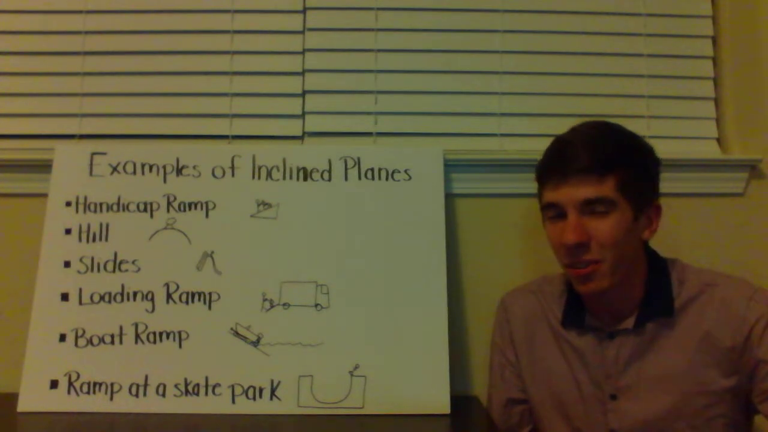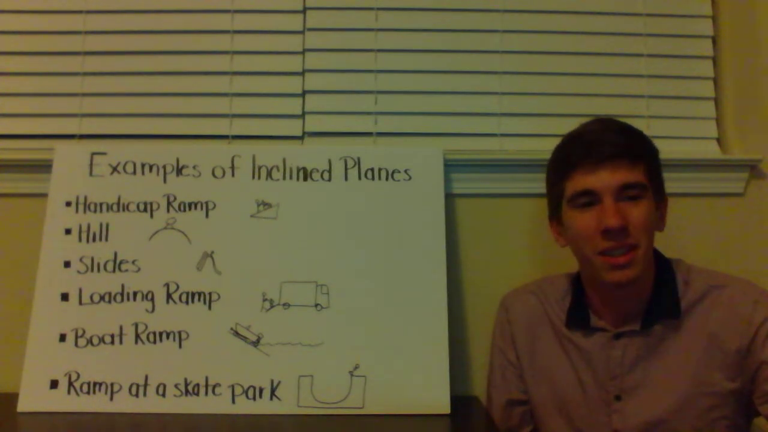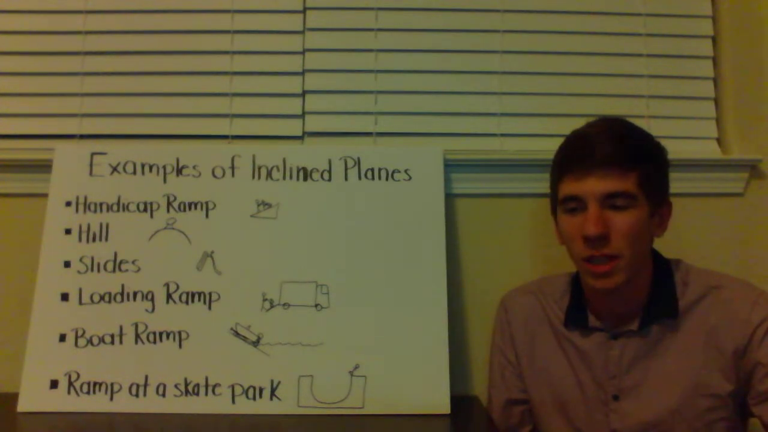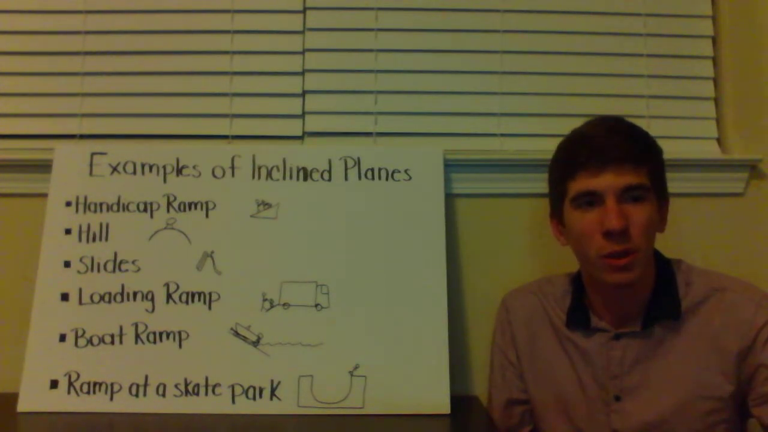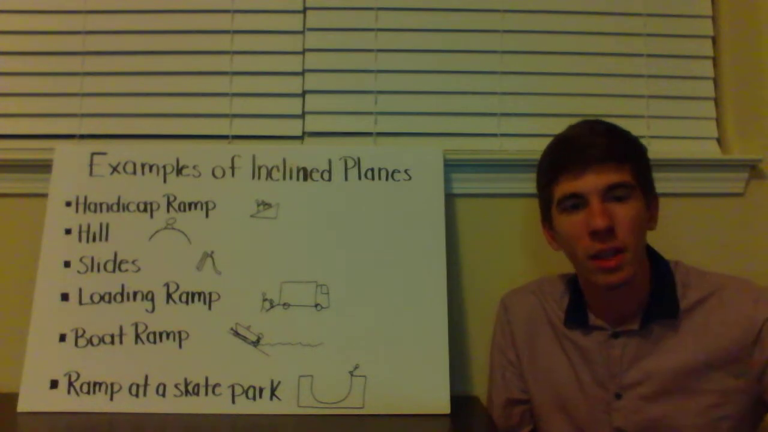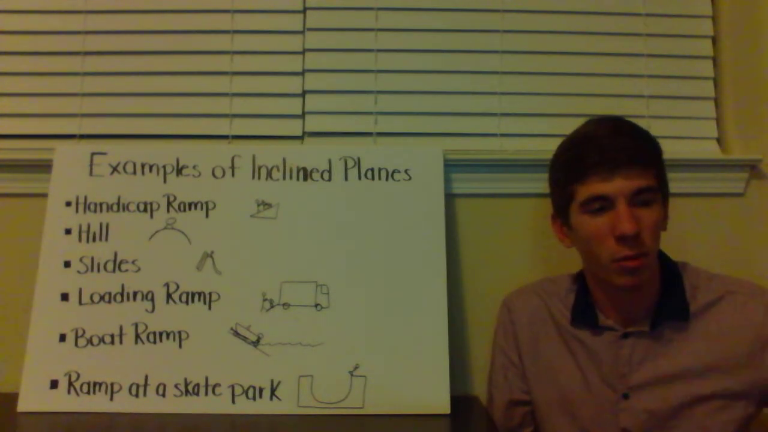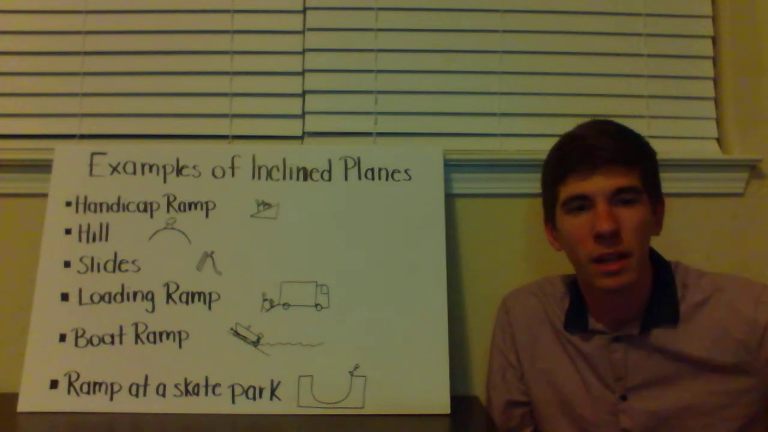Now slides, they're a fun example of inclined planes. You see them at the park and on the playground outside of school, and it'd be easier and safer for you to go down the slide than it would be for you to just jump off the distance that would be from the ground to the top of the slide.